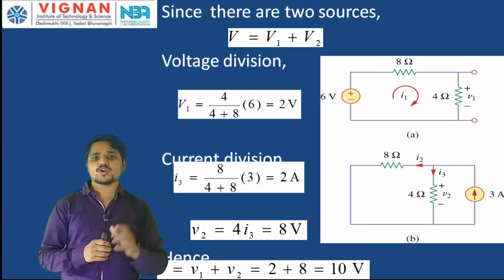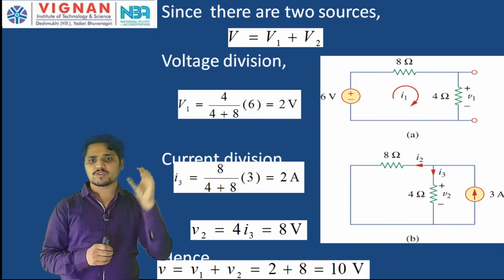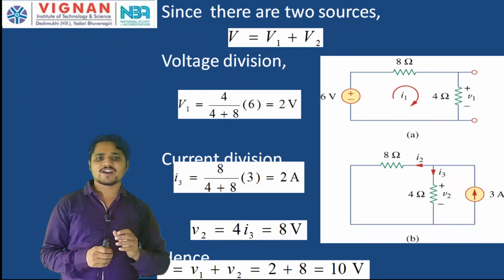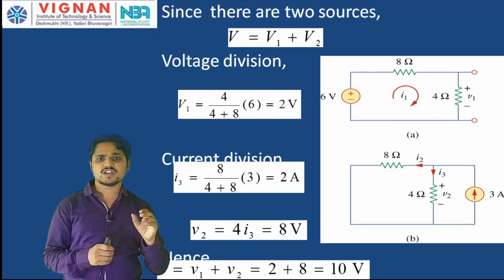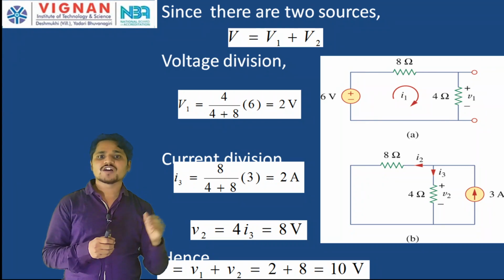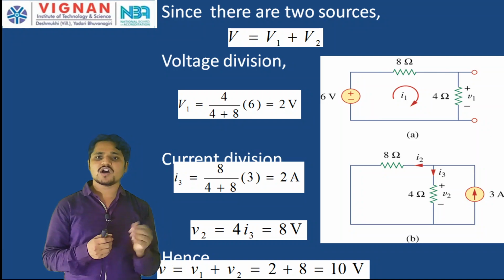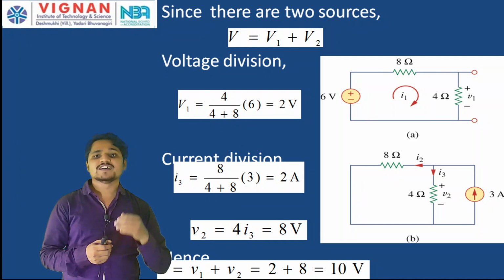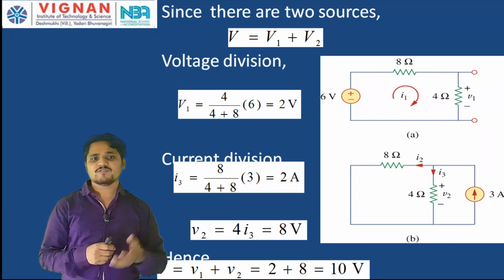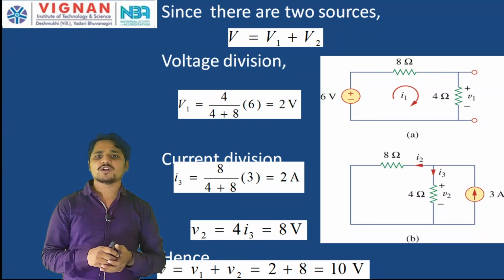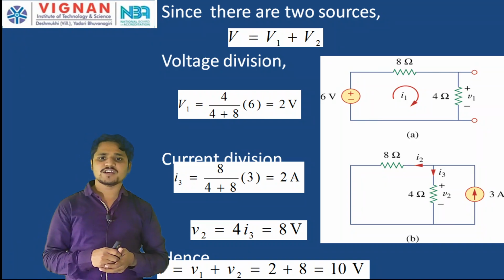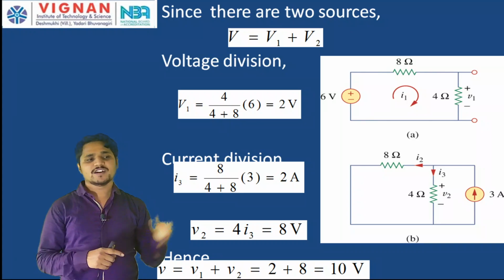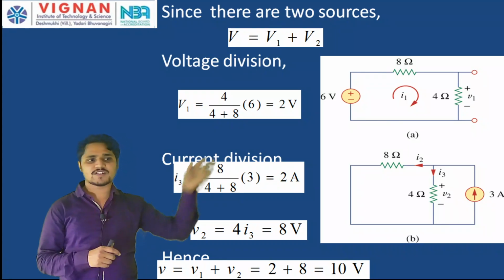Now, since there are two sources, the voltage across this 4 ohm resistor is V equal to V1 plus V2, where V1 is the voltage across the 4 ohm resistor due to the 6 volt voltage source, and V2 is the voltage across the 4 ohm resistor due to the 3 ampere current source. According to the superposition principle, the total voltage across this 4 ohm resistor is the algebraic sum of V1 plus V2. Therefore, we first find the voltage across the 4 ohm resistor when only the 6 volt voltage source is acting, for the first network.